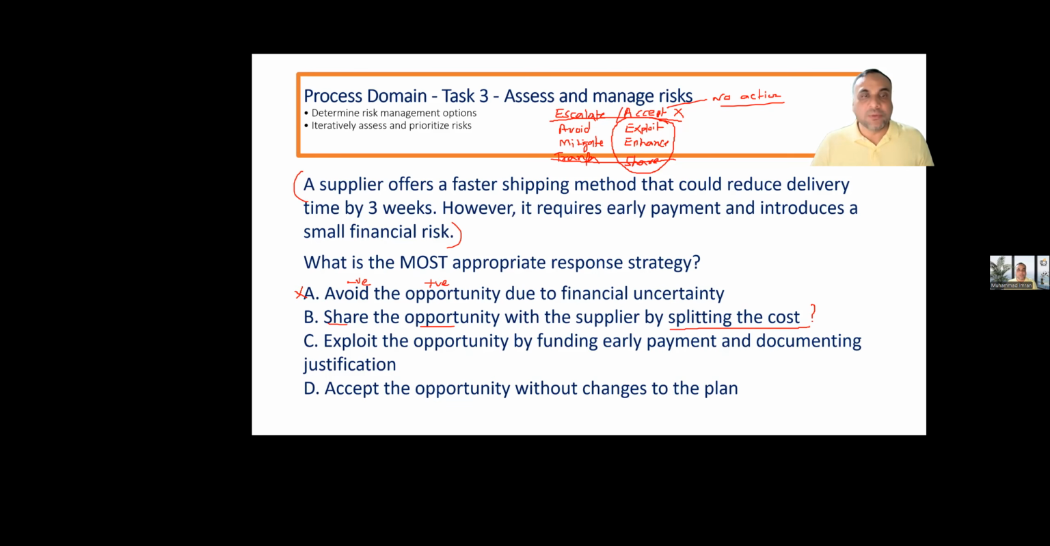Exploit the opportunity by funding early payment and documenting justification, basis of estimates and risk responses. Seems to be the better answer, but let's go next. Accept. Accept means no action. Just document it. So yes, correct answer is C.